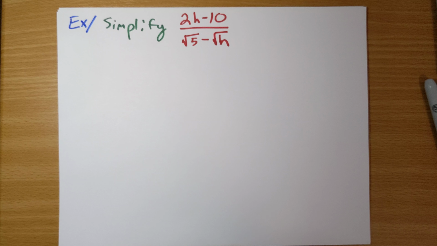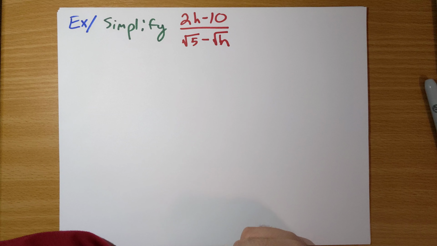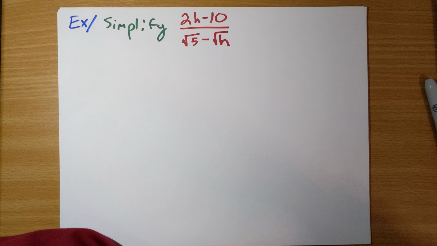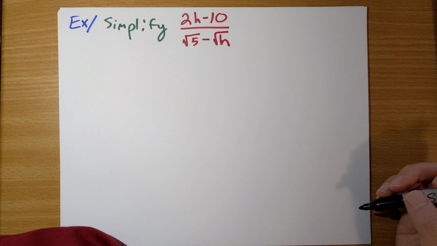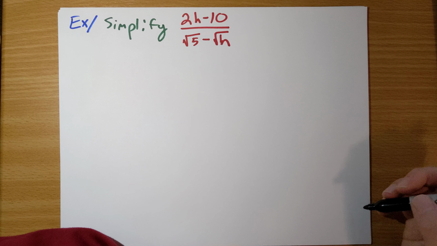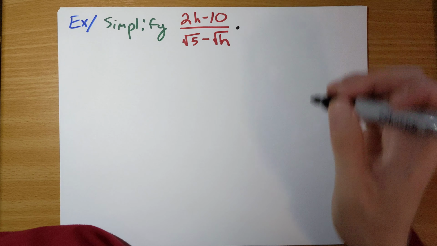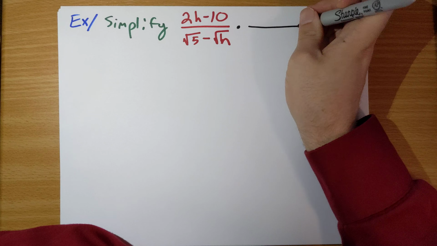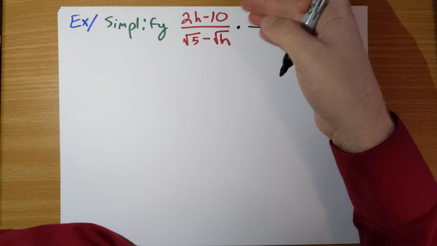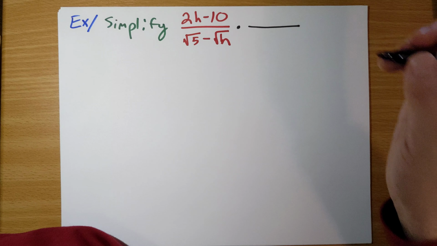Here is a common little trick that we frequently would have to use. Suppose I ask you to simplify (2h - 10) over (square root 5 minus square root h). This might look like a difficult expression to work with, but the trick is that we're going to multiply by a clever form of 1 by multiplying and dividing by the same expression.